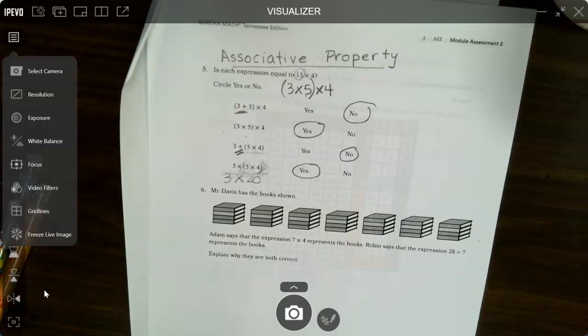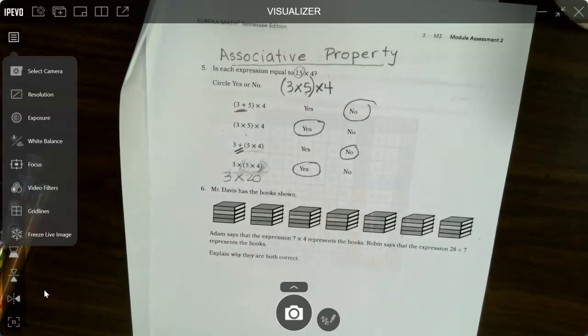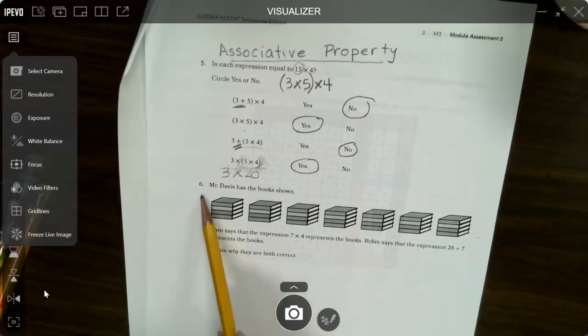Hey guys, I think we got cut off at the end of that video, so we're going to do part 2 for our Module 3 assessment, 3rd grade, multiplying and dividing. We are looking at number 6 on our study guide.